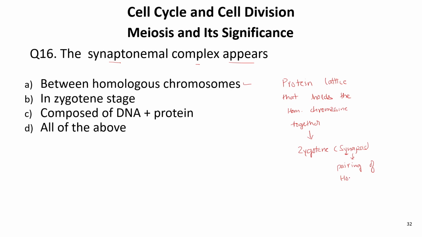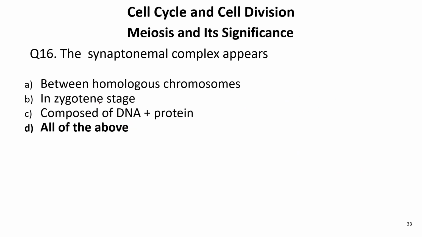It is the pairing of homologous chromosomes. It is seen during the zygotene stage. It is composed of DNA and protein. So what should be the answer? All these points are correct. So the answer should be all of the above. So the answer is option D, all of the above.